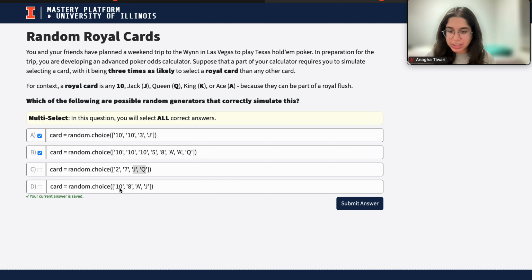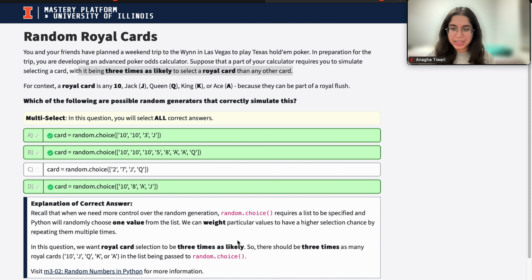And then finally for D, we can see there are 3 instances of a royal card. This is very similar to A. So the probability of picking a royal card is 3 out of 4, but the probability of picking a non-royal card is 1 out of 4. So it's actually 3 times as likely to select a royal card than any other card. So finally, this is the correct answer that we have here.